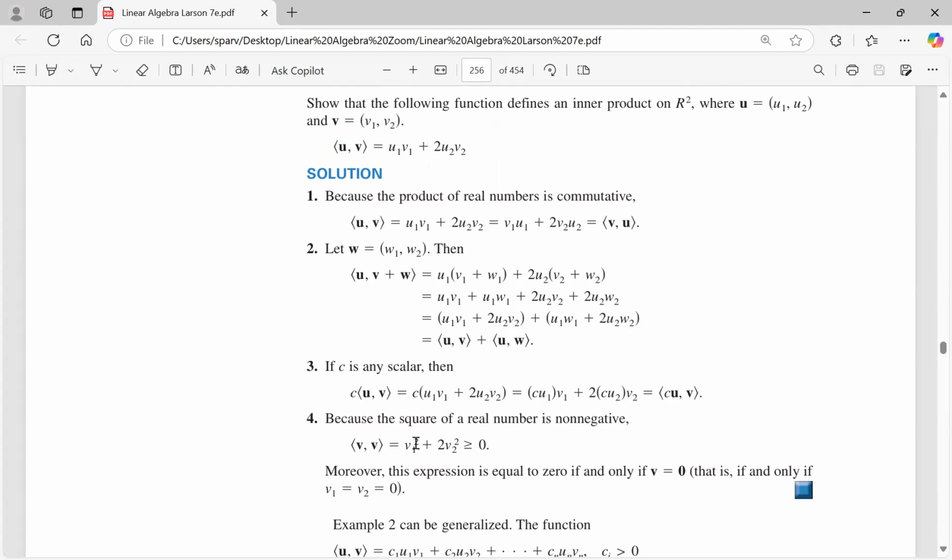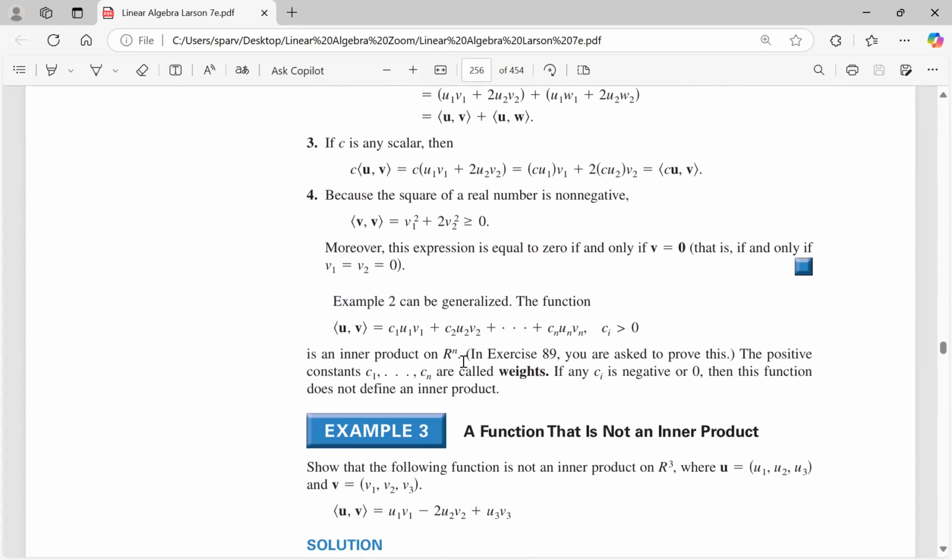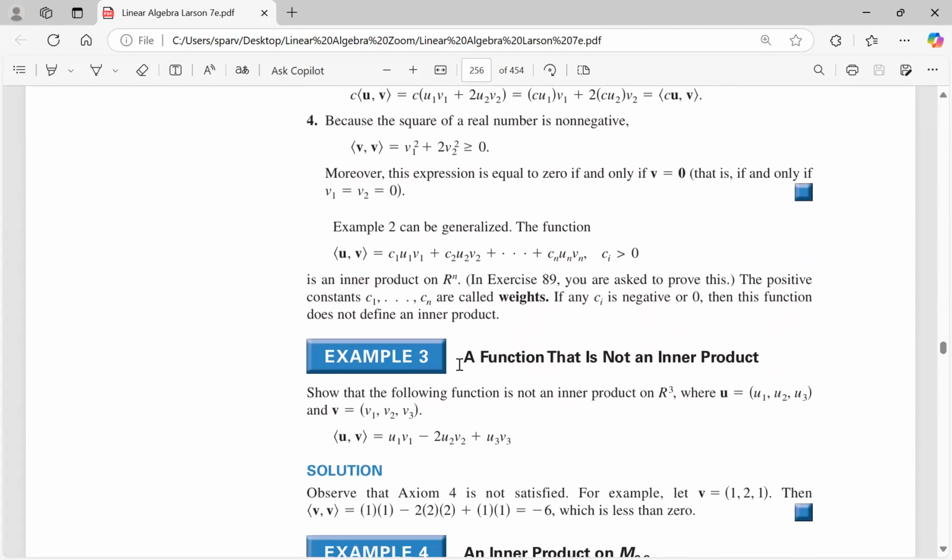And that's going to be positive because you have a square of the first component and a square of the second component. All right. And for number 4, this is greater than or equal to 0. And it is 0 if and only if you have a 0 vector, because that's the only way v1 squared can be 0 and v2 squared can be 0, because you're squaring them. Okay. And let's see. What else?